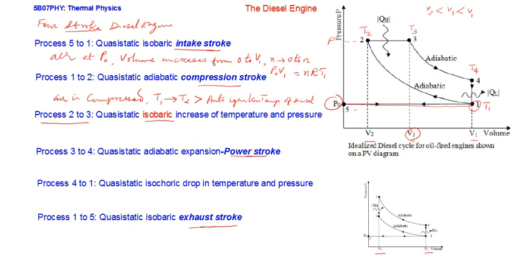If the temperature is well above this threshold temperature, the fuel will catch fire automatically. So every fuel has its own auto ignition temperature. For example, petrol is an easily combustible fuel, and the ignition temperature of petrol is around 280 degrees Celsius.